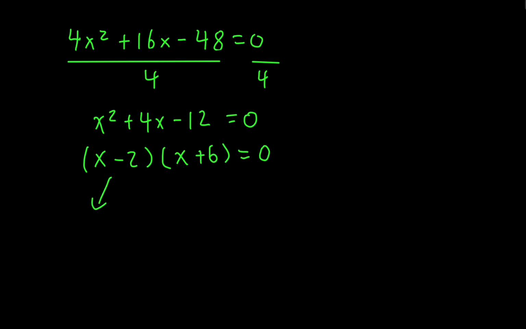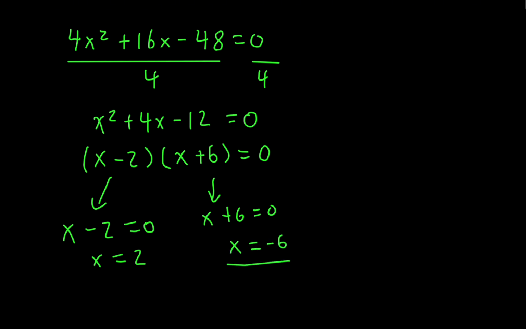And once I do that, I'm going to set each bracket equal to 0, and I'm going to solve for each one. So x equals 2, and x equals negative 6. So those are going to be my two answers for this quadratic here.